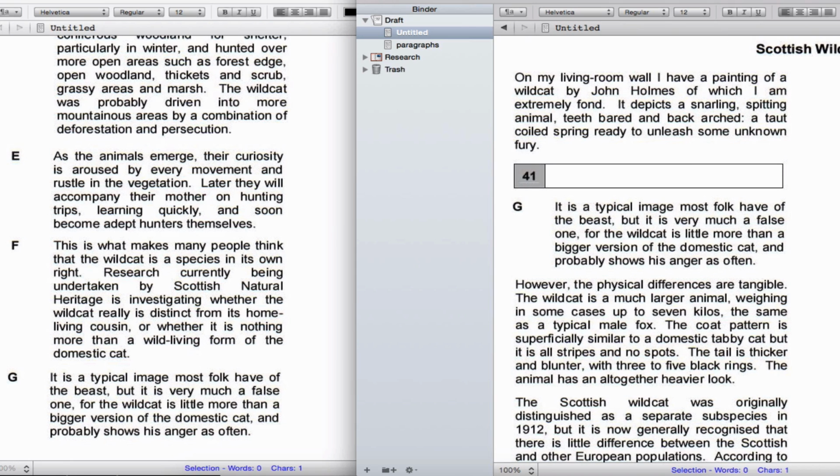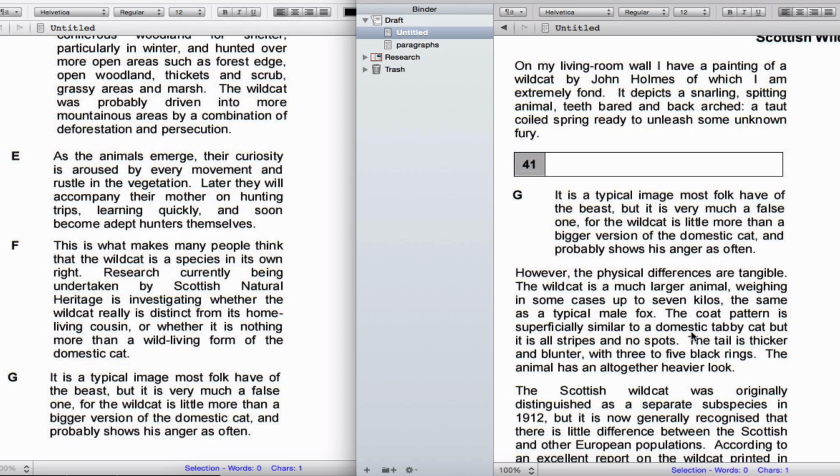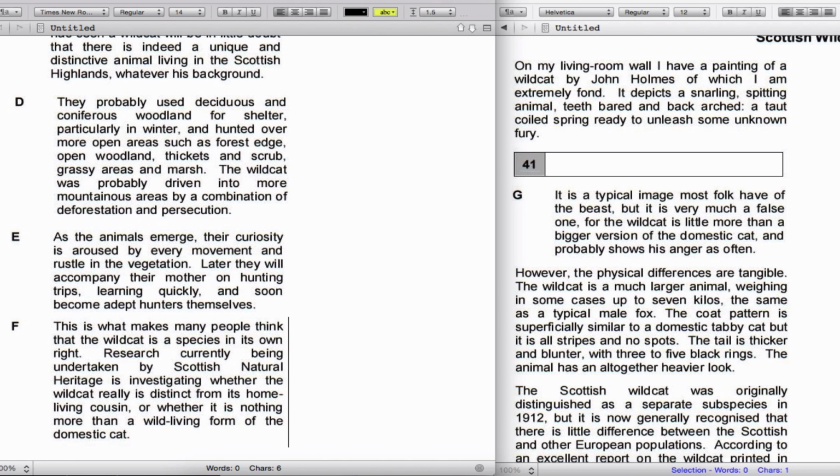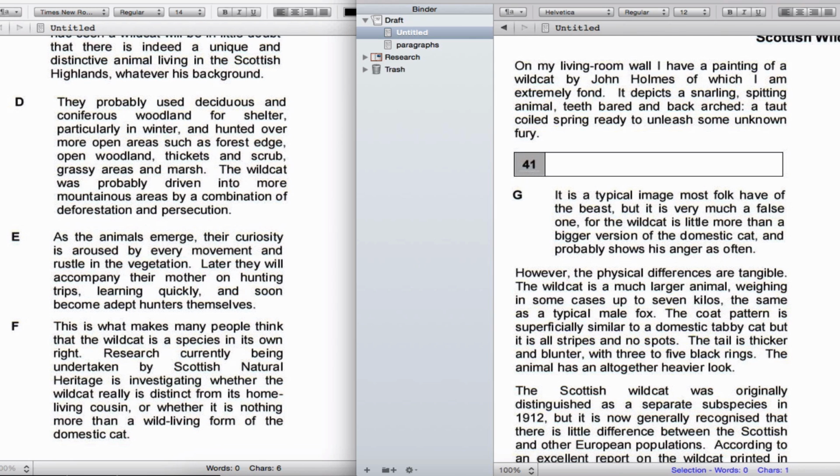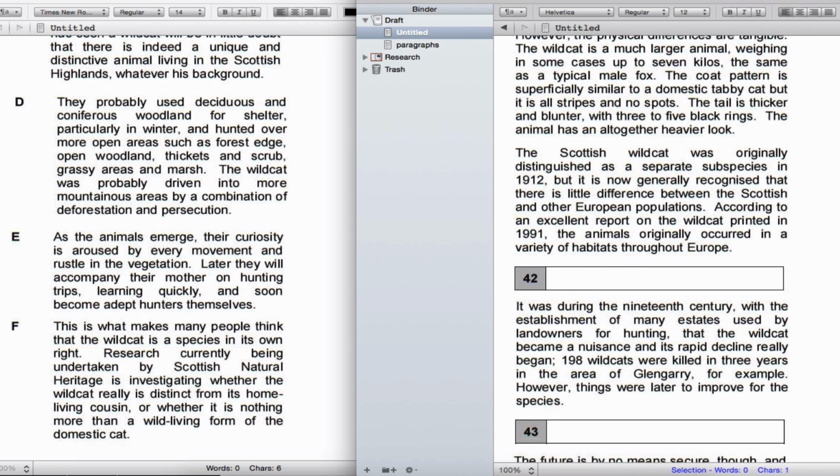Okay. The whole next paragraph is about the differences between the domestic tabby cat and the wildcat. I think that's a pretty good link. I'm quite confident about that. Just double checking. Yeah, that's all good. I'm going to delete that from that list. Okay, what else caught my eye?